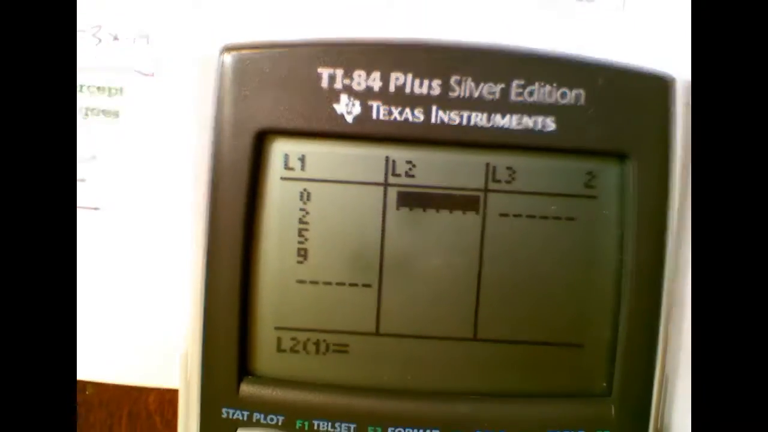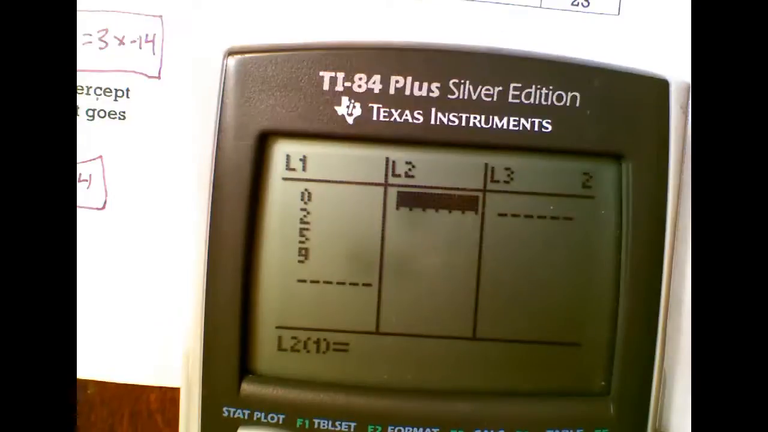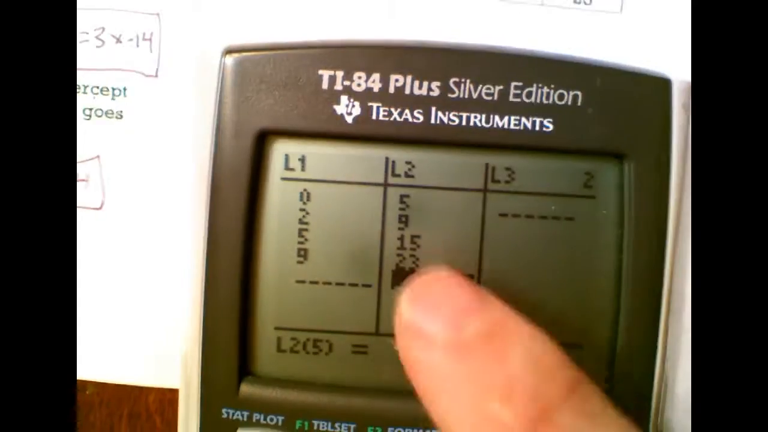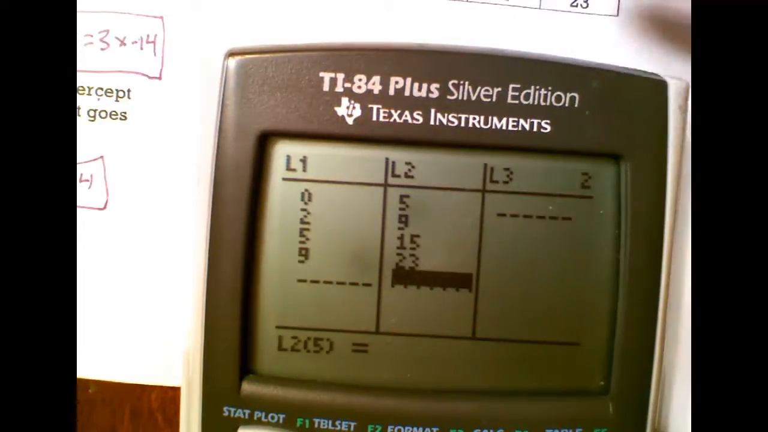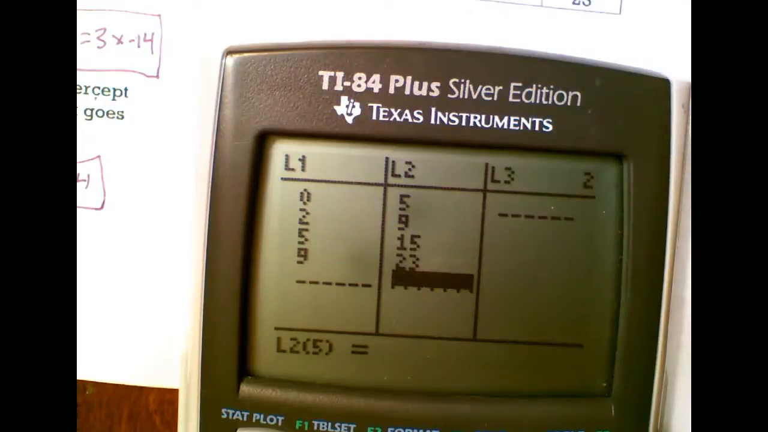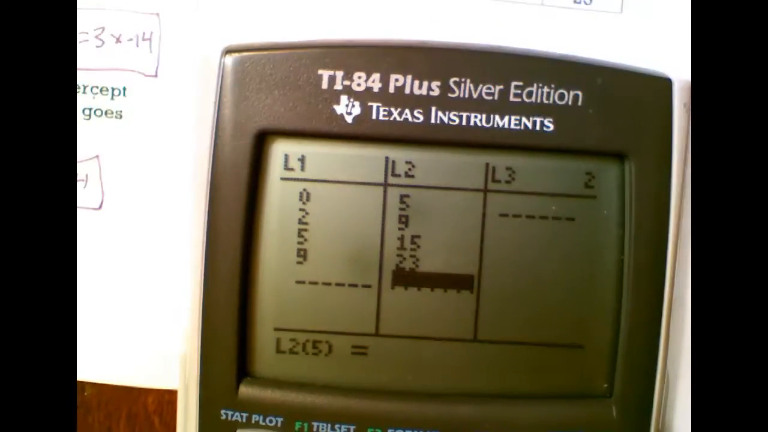Now the biggest mistake students make is putting in the wrong data. If you put the data in right, it's hard to go wrong or make a mistake on this problem. 15, 23. So we'll just double check: 0, 2, 5, 9, and 5, 9, 15, 23. Okay, so the next step, push that again. Okay. Now that I got this in here, let's zoom on out for you.